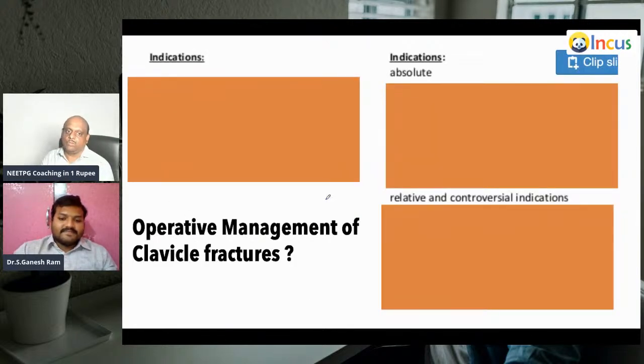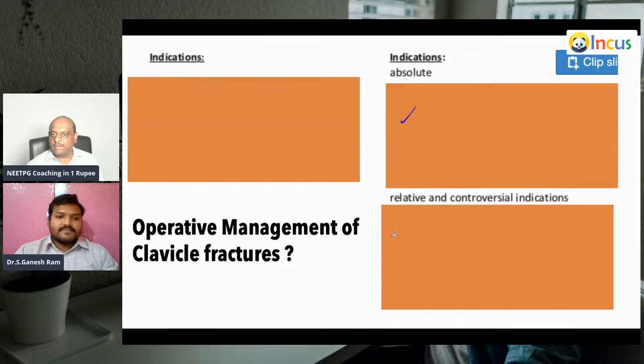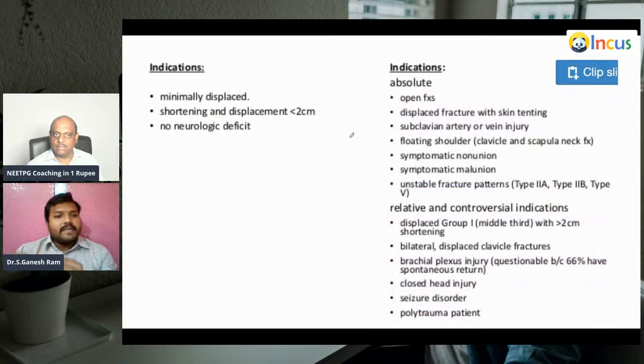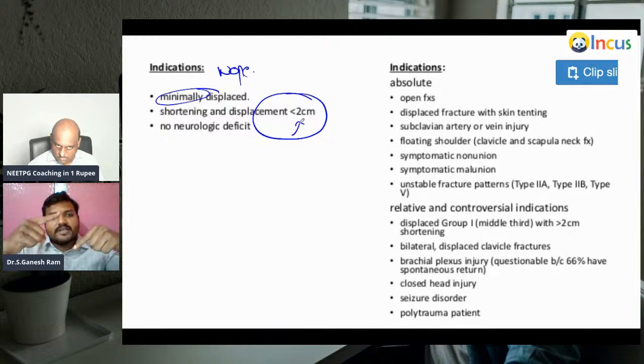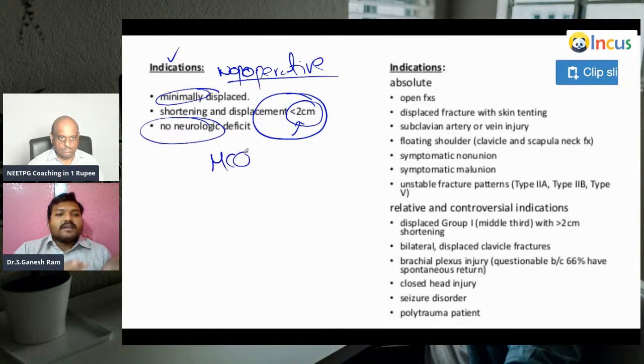Now, for the operative management of clavicle fracture, what are the absolute versus relative indications? The non-operative cases would be minimal displacement, sir. Displacement is measured superior and inferior, upward and downward, whereas shortening is measured by overlapping of the fragments. If there is less than 2 cm overlap, we can manage conservatively. And if there is no vascular injury and no brachial plexus injury, then these three conditions are mainly for non-operative: first, minimal displacement; then shortening less than 2 cm; and no neurovascular deficit.